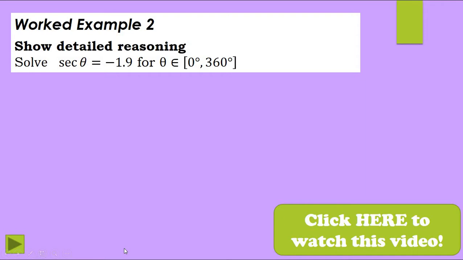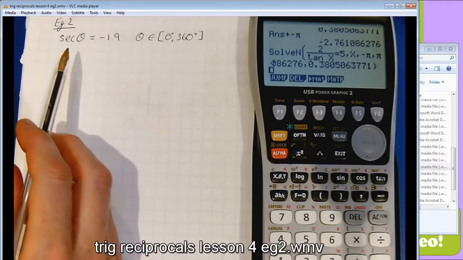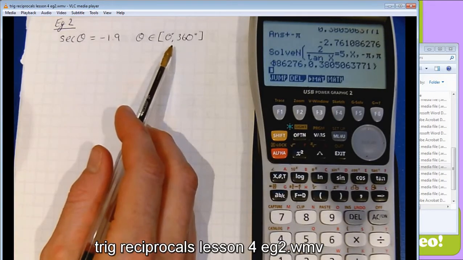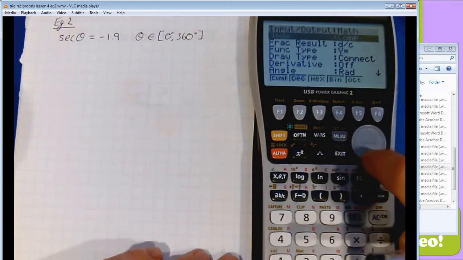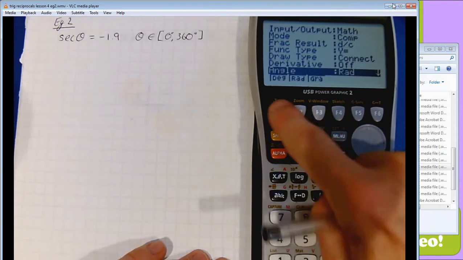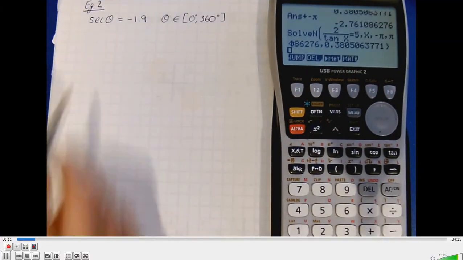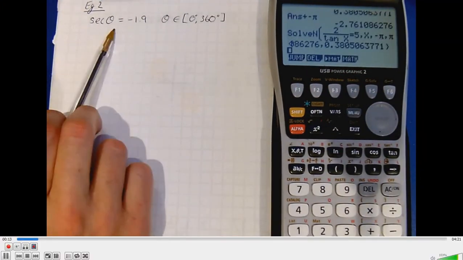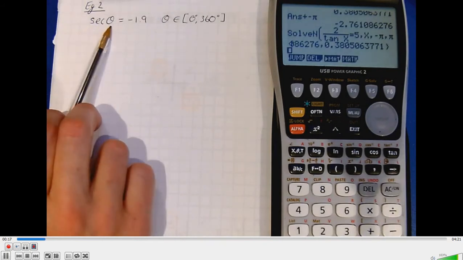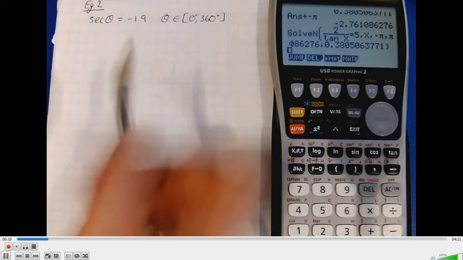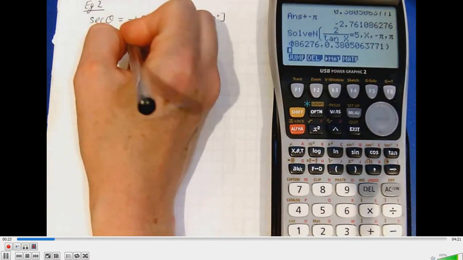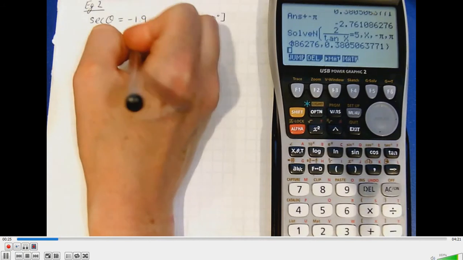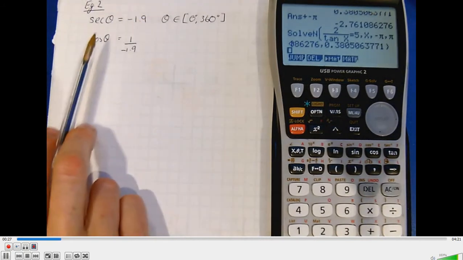Here's the second example. For the second example, we're now working in degrees, so I'm going to change my calculator to be working in degrees before I start so I don't mess up. We have got the trig function on its own, so we can go straight for finding the reciprocal because we don't have a sec button. So cos theta is going to be 1 over -1.9, and then I can do inverse cos.